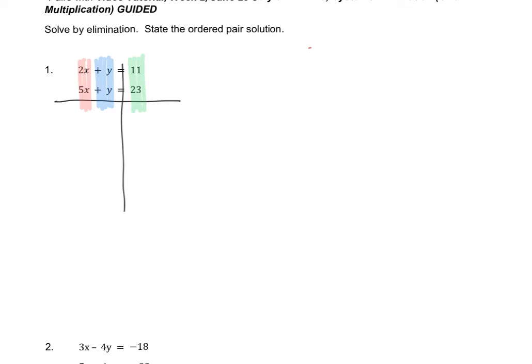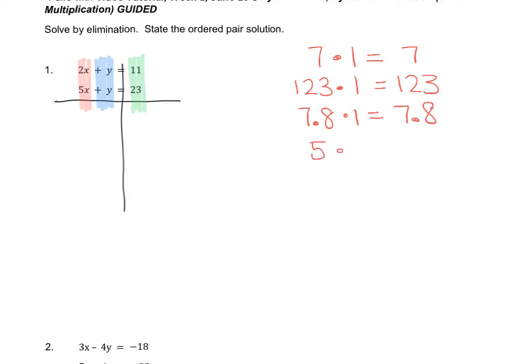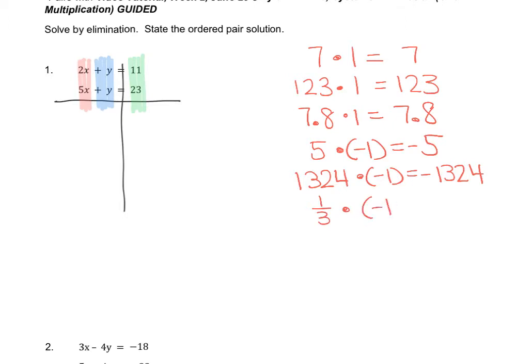If we take it out of the context of a problem, if I take 7 and multiply it by 1, I still get 7. If I take 123 and multiply it by 1, I still get 123. If I take 7.8 and multiply it by 1, I still get 7.8. Now, follow me along. If I take 5 and multiply it by -1, I get -5. If I take 1,324 and multiply it by -1, I get -1,324. If I take 1/3 and multiply it by -1, I get -1/3.